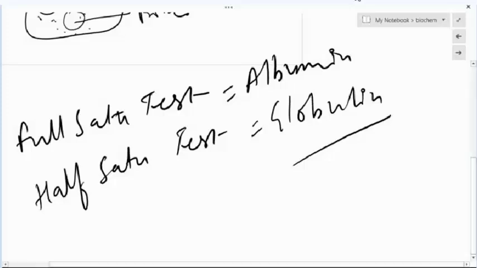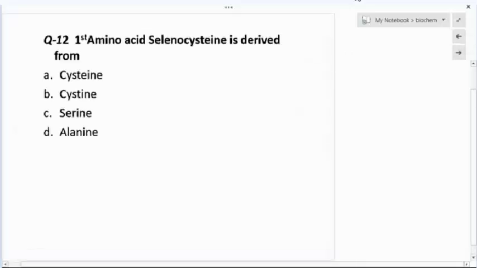it's small in size and has a large surface area in 1 mole, and globulin is large in size, having less number of molecules in 1 mole and less surface area. So at half saturation, it undergoes precipitation. Now coming to the next question. Question number 12. I'm sorry, 1, 2 is missing in this.